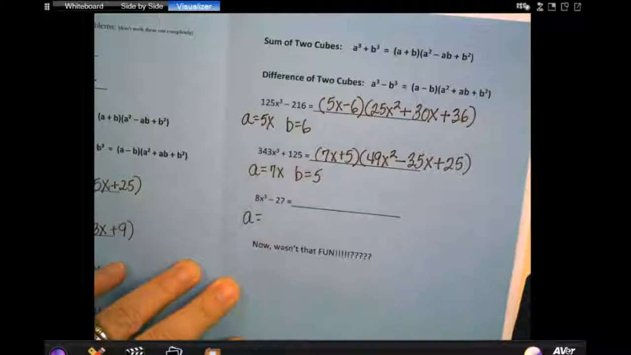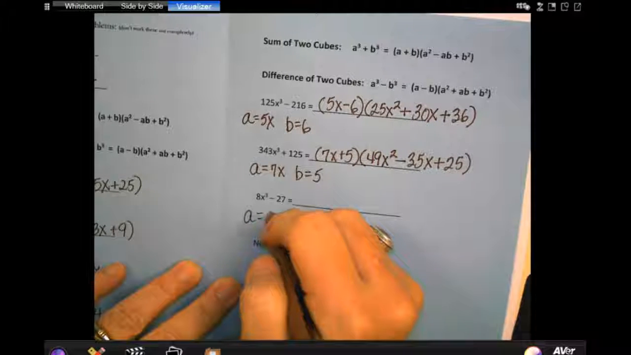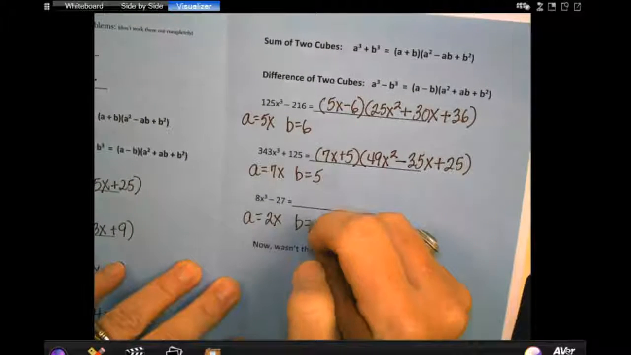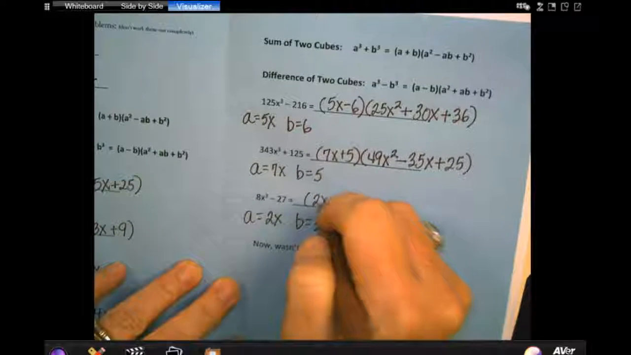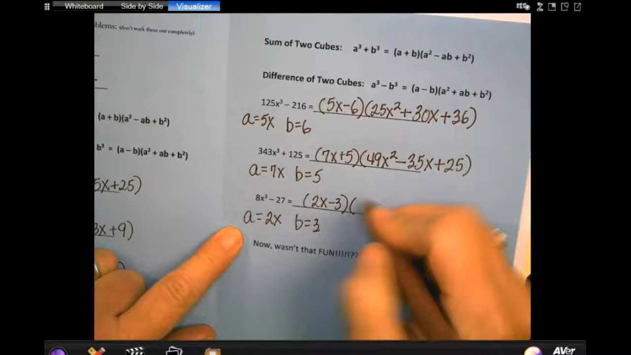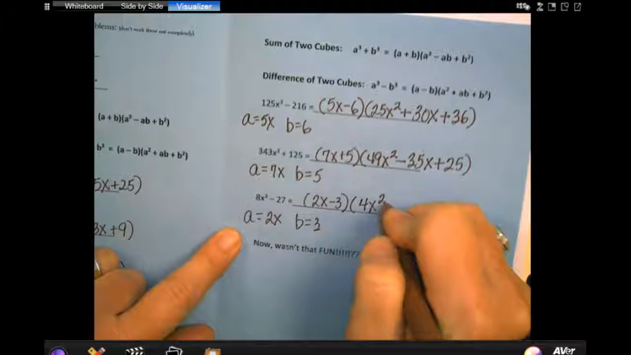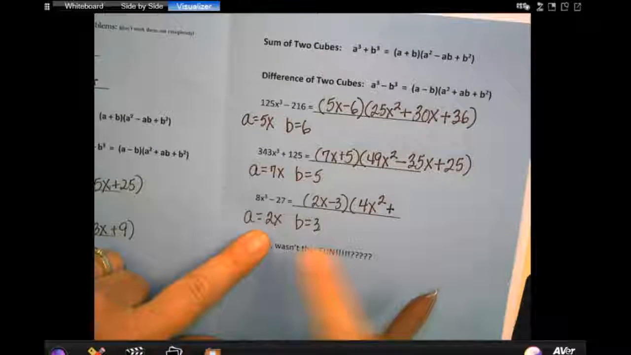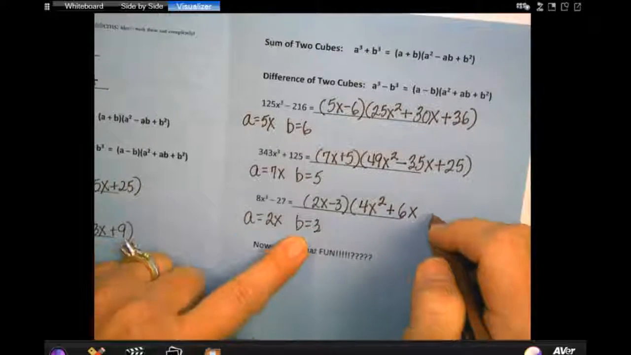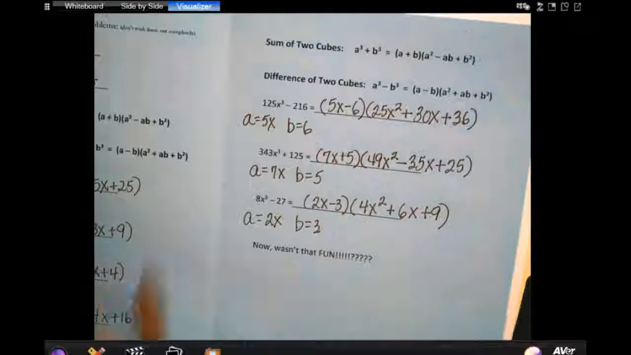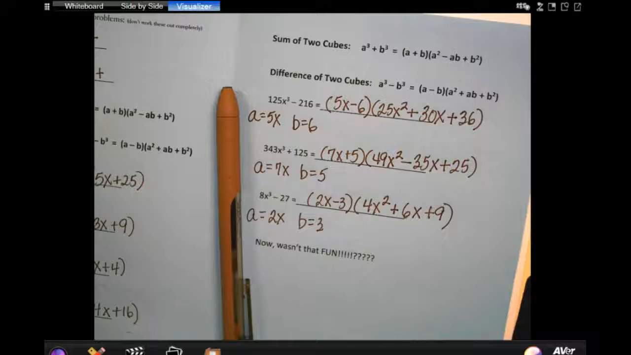So my A, what number raised to the third power is 8? 2x. What number raised to the third power is 27? 3. So I'm going to start with 2x minus 3. Then I take A squared, which gives me 4x squared. This is a minus, so now it's a plus. A times B gives you 6x, and then plus 3 squared is 9. And this is fun. It is way fun.